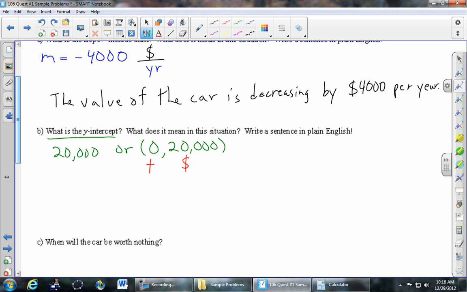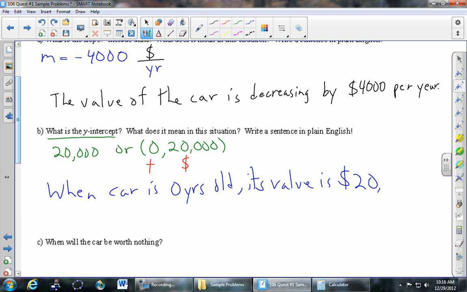Oh, okay, so when the car was brand new, that's the 0. So I'll say when the car is 0 years old, its value is $20,000. And if you feel like 0 years old is awkward, then you can just talk about the car being brand new. When the car is brand new, its value is $20,000.